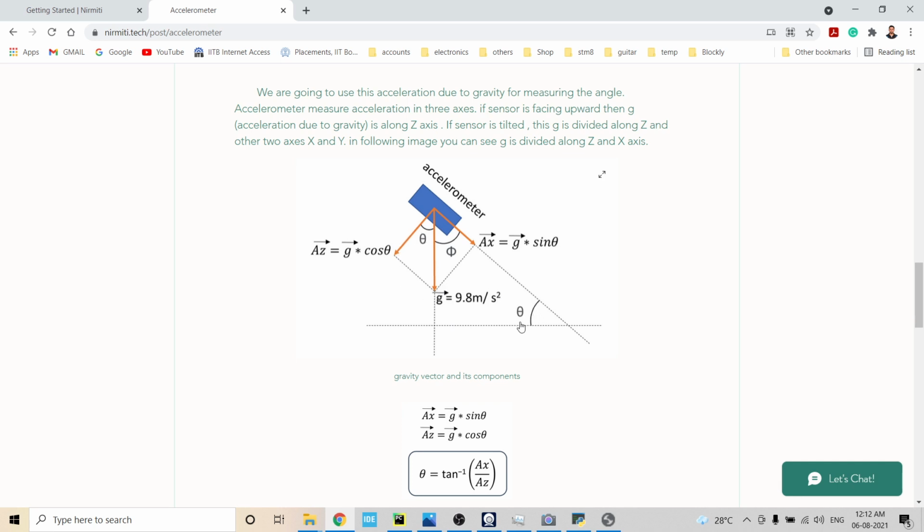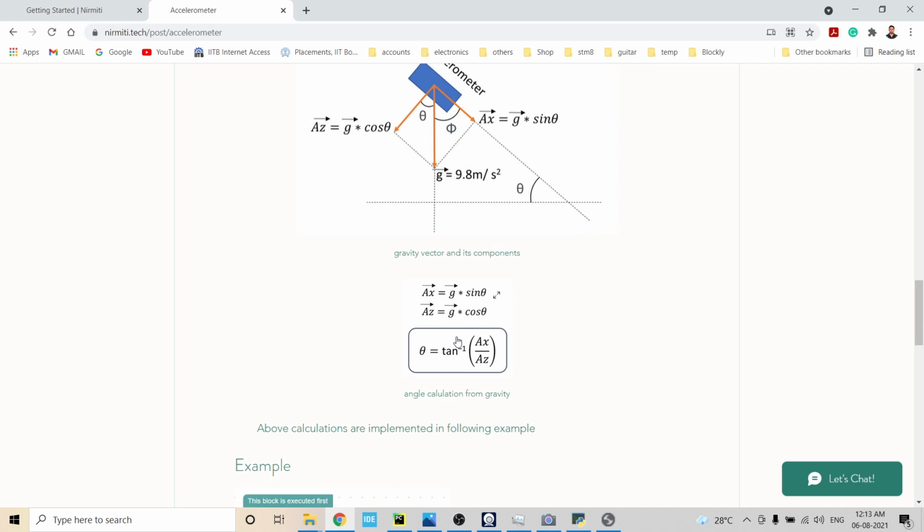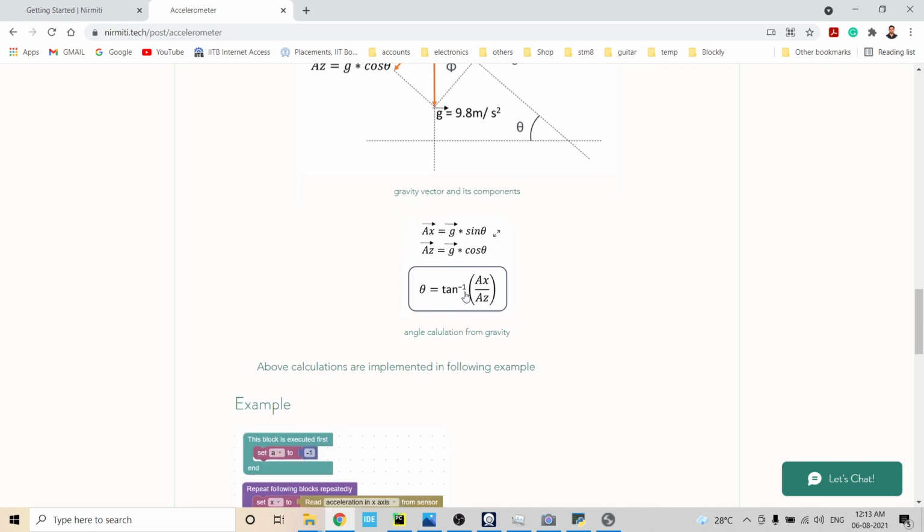This is the angle we want to measure, and this angle is equal to this angle, because this line is perpendicular to this line, and this line is perpendicular to this line. Then AZ is equal to G cos theta, and AX is equal to G sin theta. From this we can find theta using this formula: theta equals tan inverse of AX upon AZ. We get both of these from the sensor.